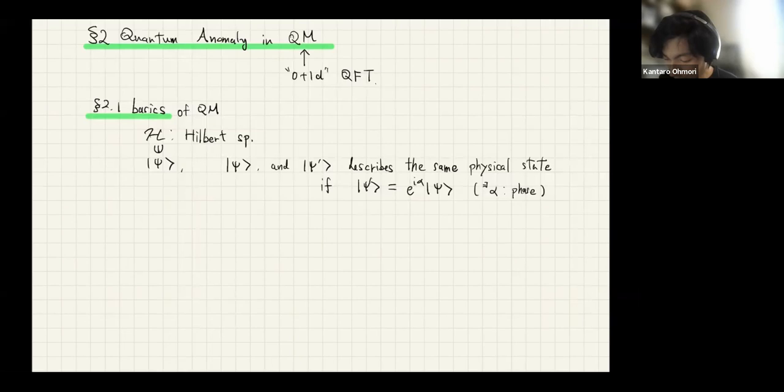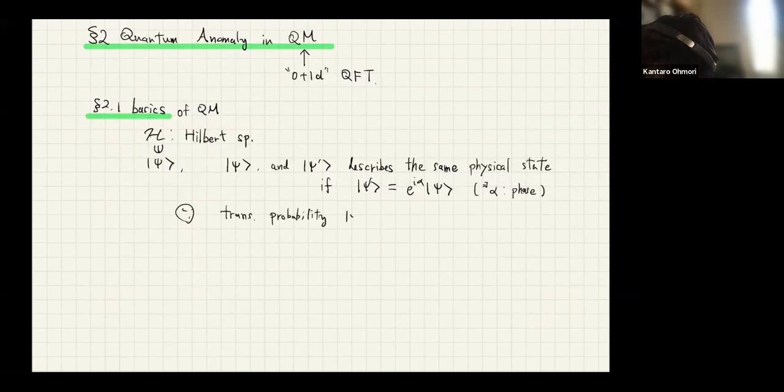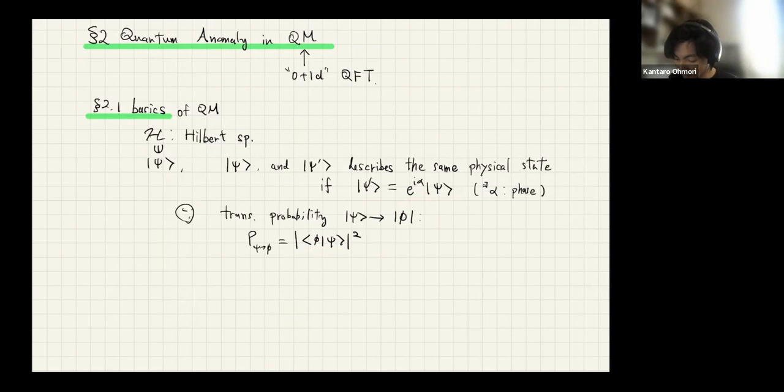So the transition probability from psi to phi is this. I assume both are unit vectors, and this kind of phase doesn't matter. It's the Born rule.